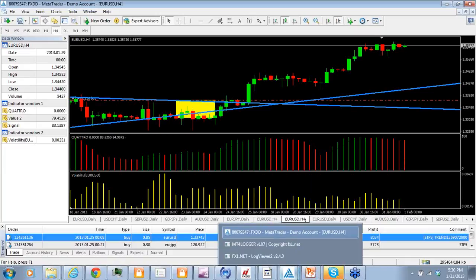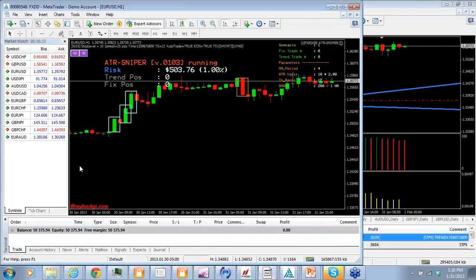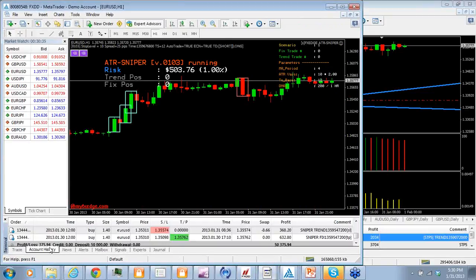Okay, let's take a look at our other trades here. All right, so this is our ATR Sniper. ATR Sniper closed out here. You can see here that it closed out for profit. I think some people are still in their ATR Snipers. We actually closed out our ATR Sniper earlier today.